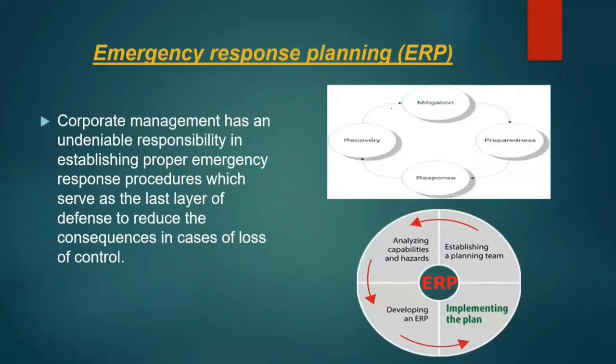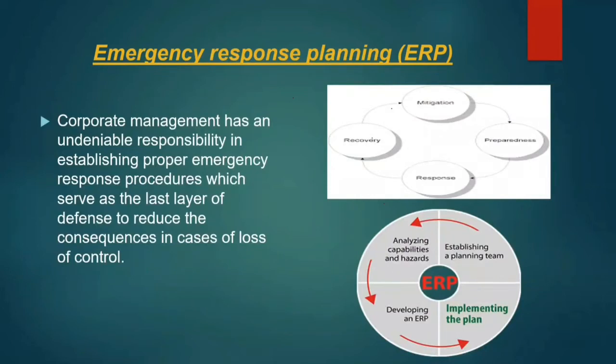The last learning outcome is emergency response planning, where the corporate management knew very well the responsibility of establishing proper emergency response procedures, which set the layers of defense to reduce the consequence in case of loss of control. But the corporate didn't follow and didn't respect the emergency procedure. They did not respect the emergency procedure while they knew its importance. When asked in the investigation, they said the emergency procedure is very important, but they ignored implementing the system.